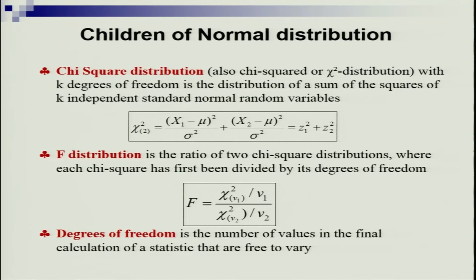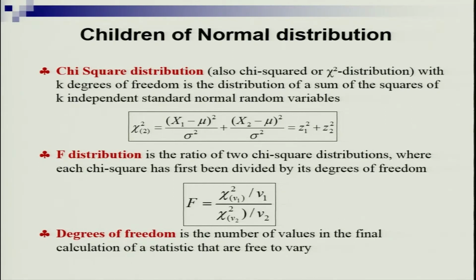Suppose initially we are given two random variables that are independent of each other, denoted by x1 and x2, and suppose they have a common mean mu and a common variance sigma square. Now, how do we define the chi-square distribution? You first get the standard normal variables z1 and z2, and then you square them. If you sum them, you get a chi-square distribution with 2 degrees of freedom.